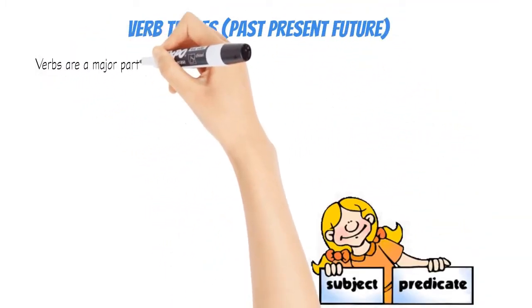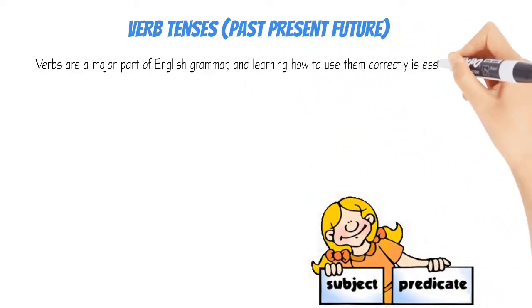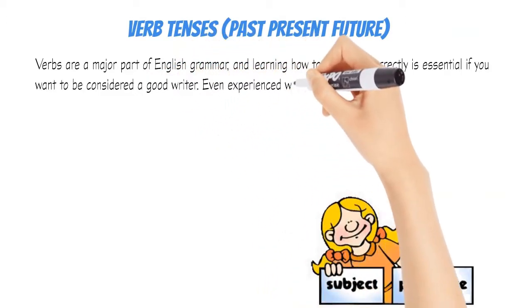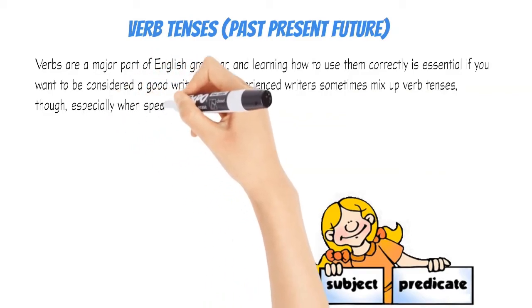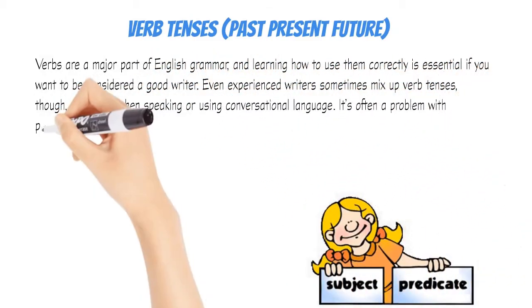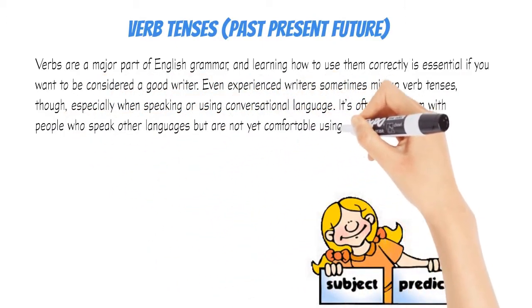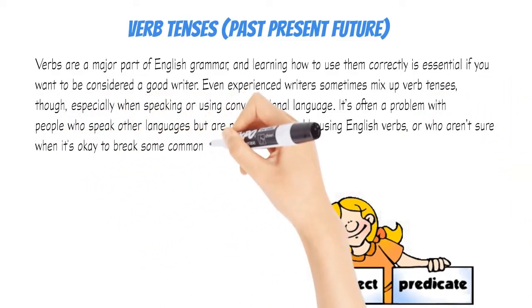Verb tenses, past, present, future. Verbs are a major part of English grammar, and learning how to use them correctly is essential if you want to be considered a good writer. Even experienced writers sometimes mix up verb tenses, though, especially when speaking or using conversational language. It's often a problem with people who speak other languages but are not yet comfortable using English verbs, or who aren't sure when it's okay to break some common rules of English grammar.